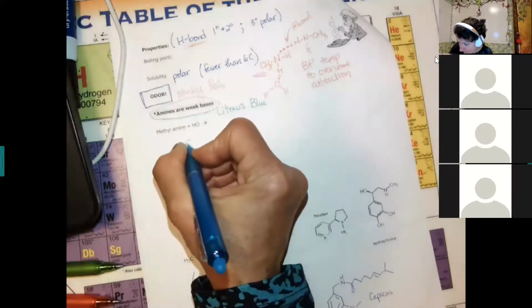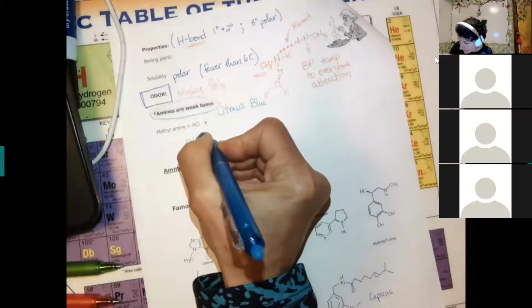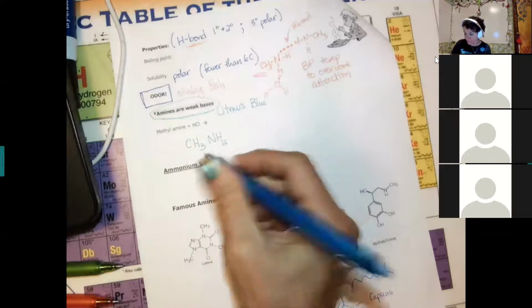So the reaction: if we just take methylamine, which is a methyl and the nitrogen, this is the base. And we add HCl, which is the acid. The acid is going to give its hydrogen up to the base, so the base accepts the hydrogen. Does anybody know why this one can do this? Remember that picture I drew of nitrogen? It had those two lone pairs. Those lone pairs of electrons are where the hydrogen gets attracted to.